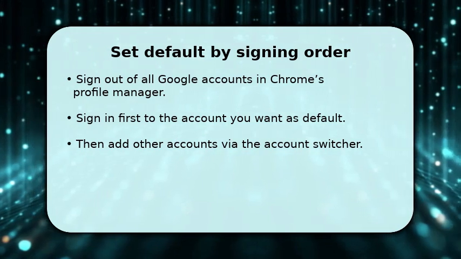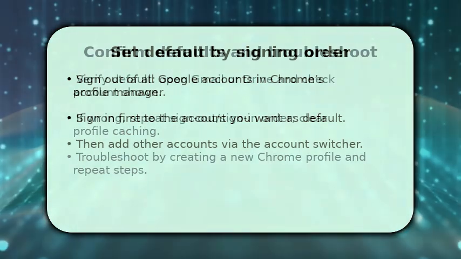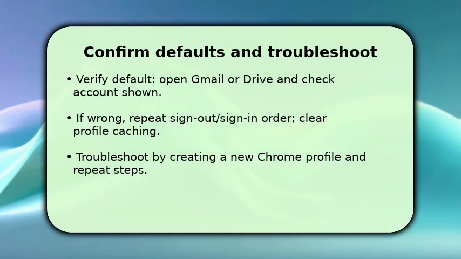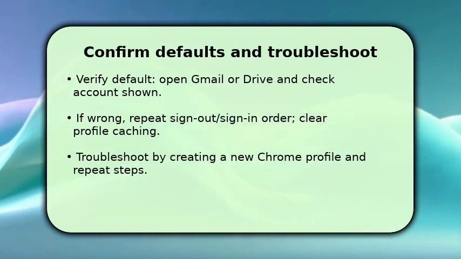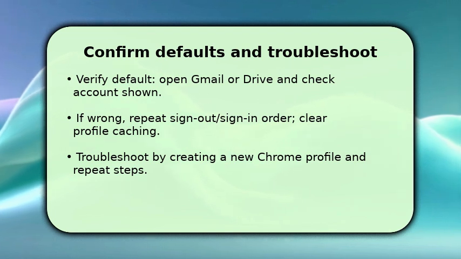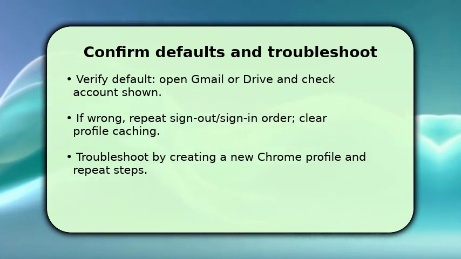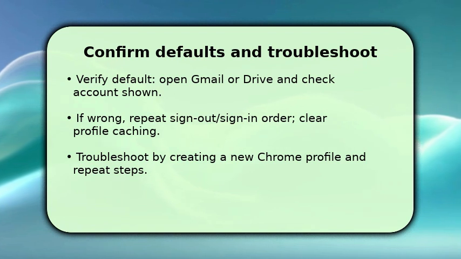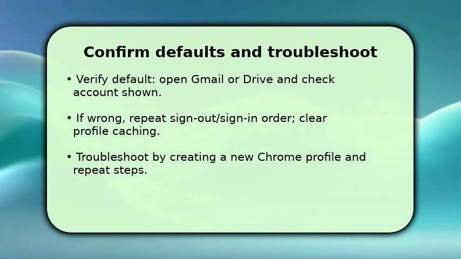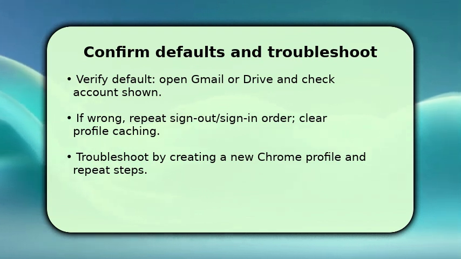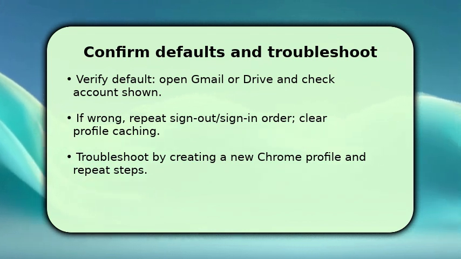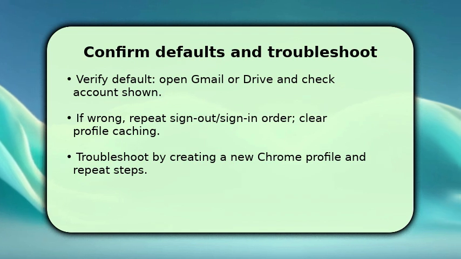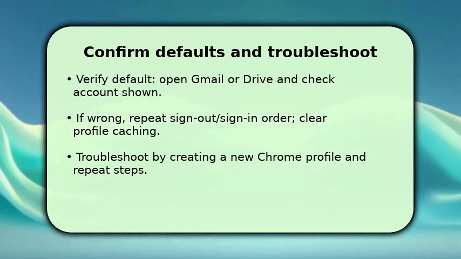Following this, finish by verifying the default. Open Gmail or Drive and confirm your chosen account appears as primary. If you see a different account, make sure you fully signed out of all accounts and repeat the sign-in order. Sometimes cached profile data keeps the old default. If problems persist, create a new Chrome profile, sign into the desired account first, then add others. This isolates settings. Remember, clearing profile cache or using a fresh profile resolves most stubborn default account issues quickly.